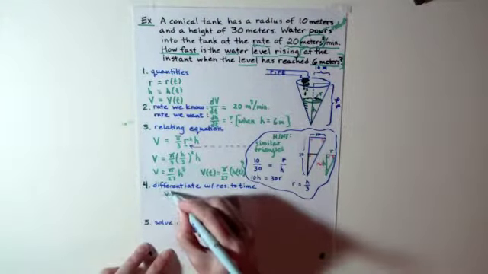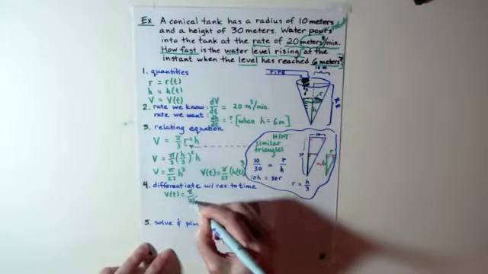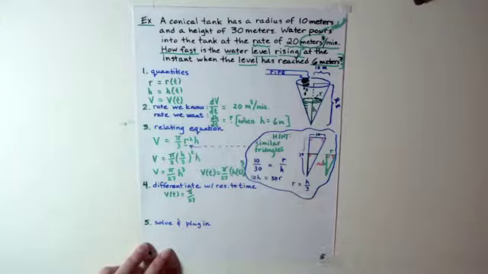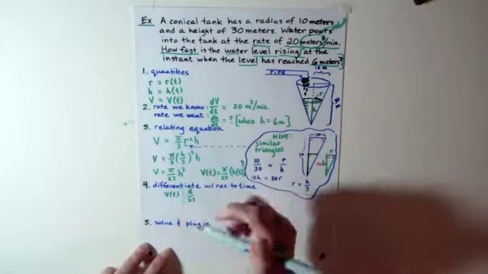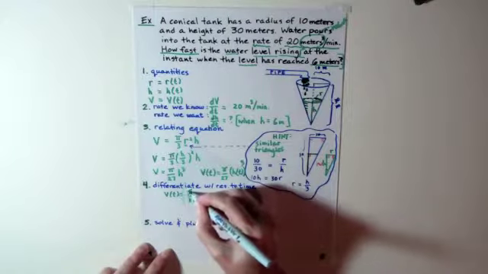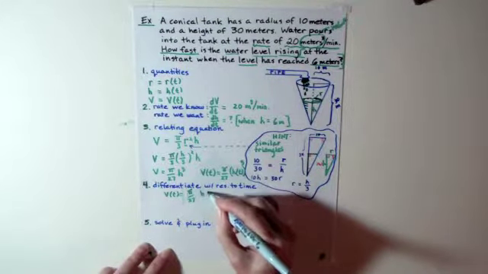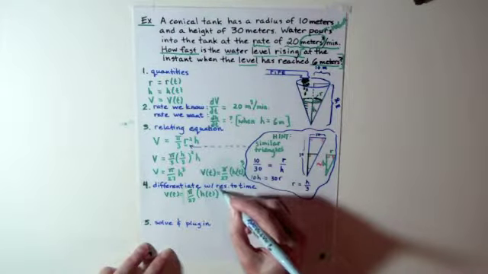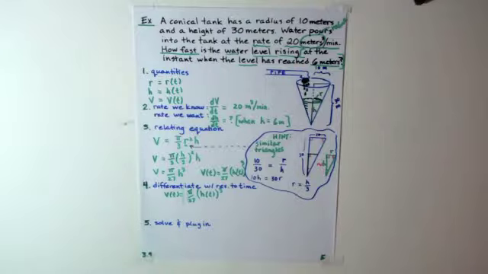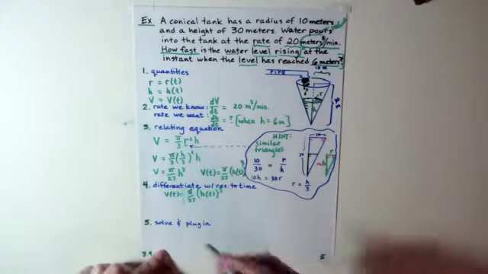I'll write that down. V of t is equal to pi over 27 times H of t quantity cubed. And remember that what we want to do now is to go ahead and try to take the derivative of both sides with respect to time.